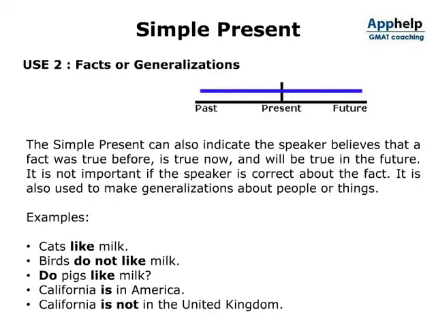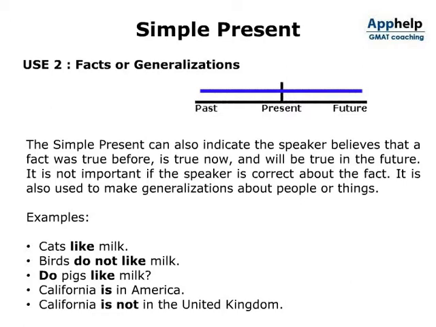Use 2. Simple present is also used with facts or generalizations. The simple present can also indicate the speaker believes that a fact was true before, is true now, and will be true in the future. It is not important if the speaker is correct about the fact. It is also used to make generalizations about people or things.